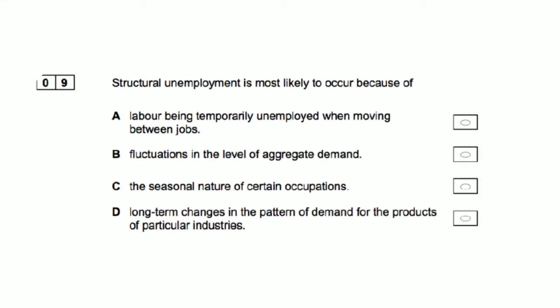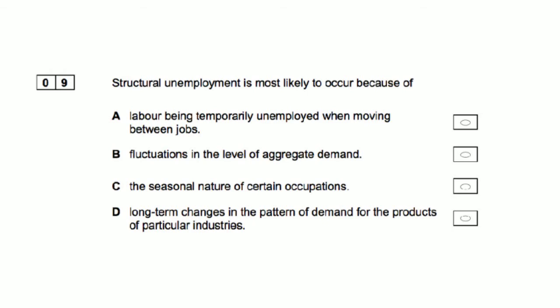So let's move on to question 9. Structural unemployment is most likely to occur because of... Structural unemployment arises because there is a mismatch between the skills that the unemployed have and the skills that are required to obtain a job in that location. It arises because there are long-term changes in the pattern of demand for products in particular industries.